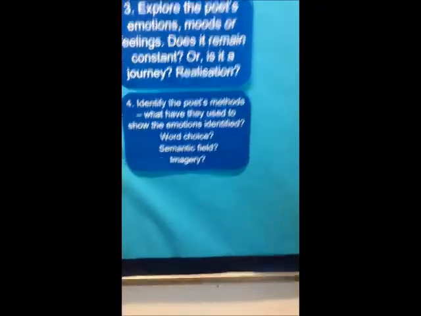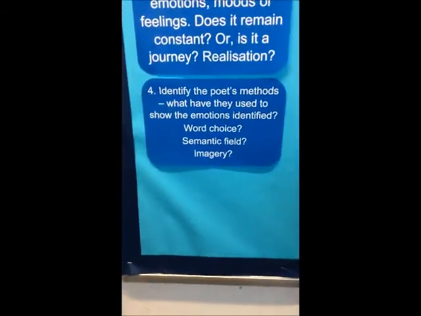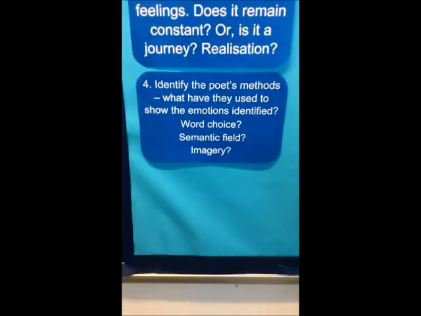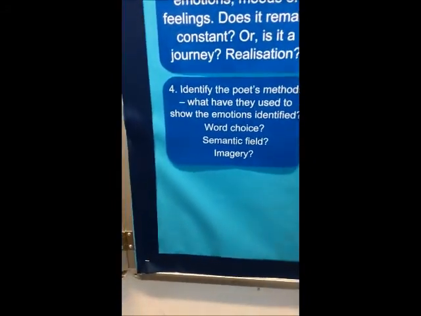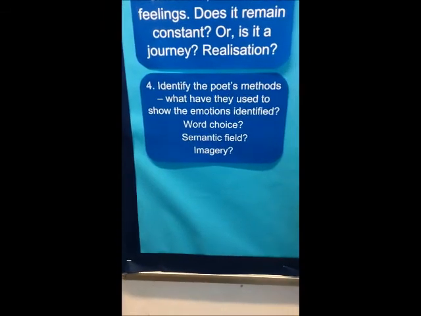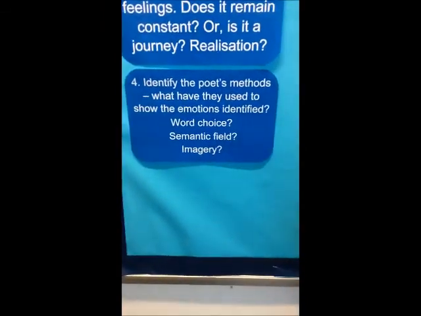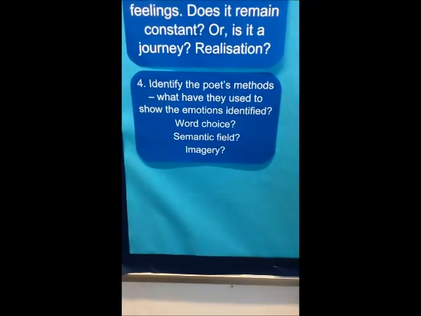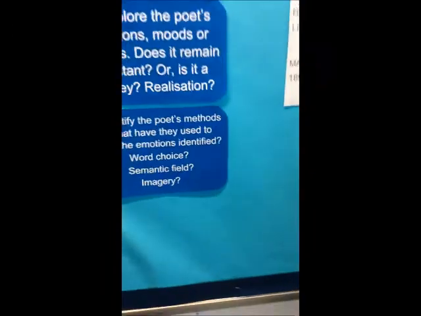And then finally it's all about finding those methods. So you've got all those emotions down now, how are they being shown, what's being used by the poet to do this? So you might look at word choice, semantic field, what imagery is being presented to you, and also all your structural devices as well, like enjambment or caesura or anything like that. So that's what you need to be bearing in mind. So they're the 4 steps you need to take.